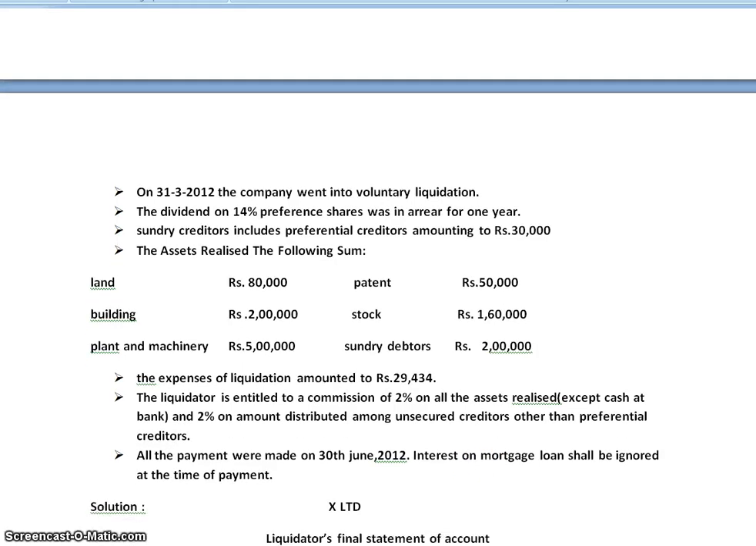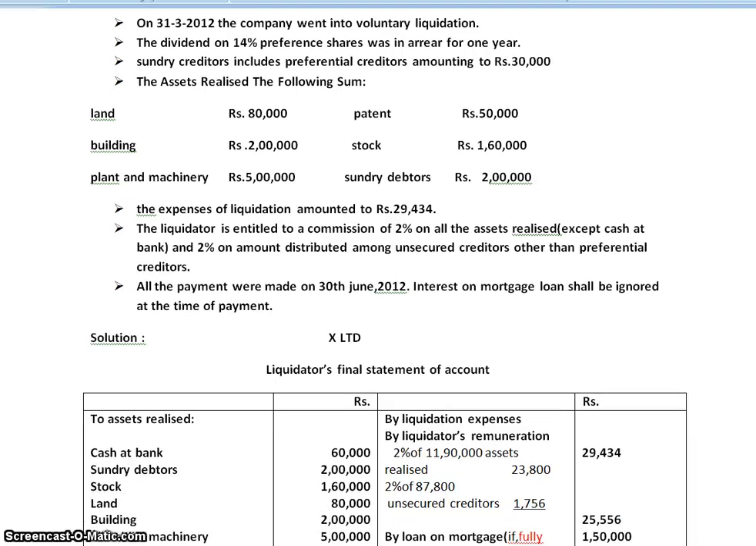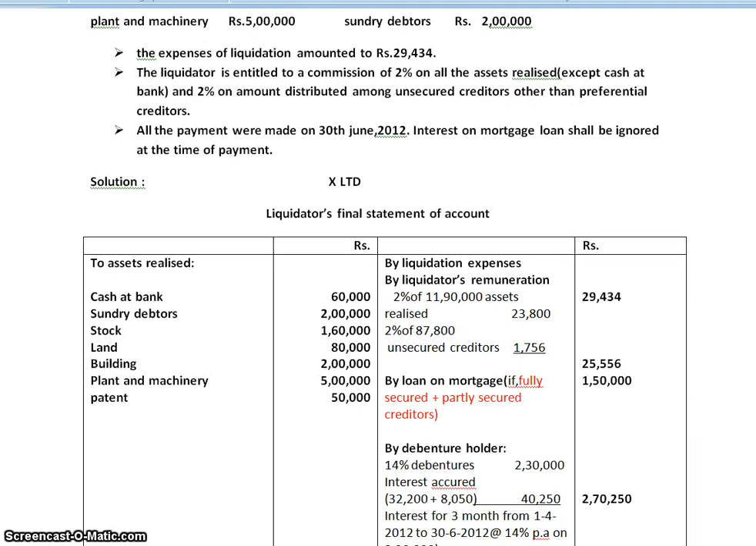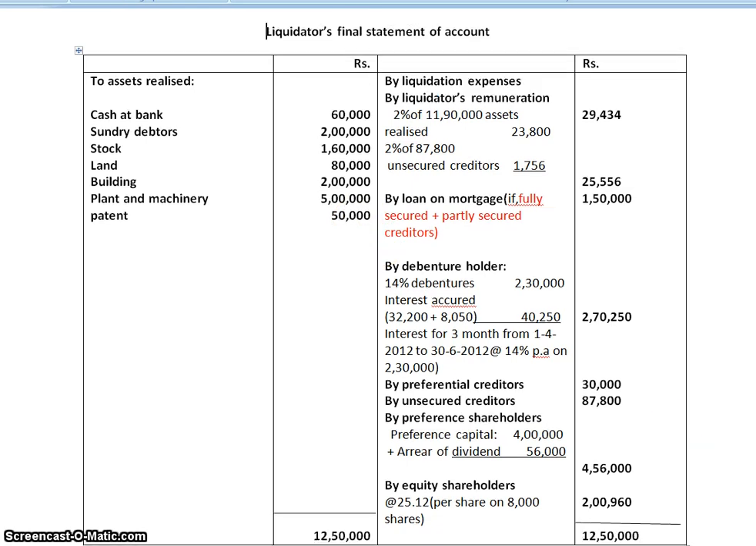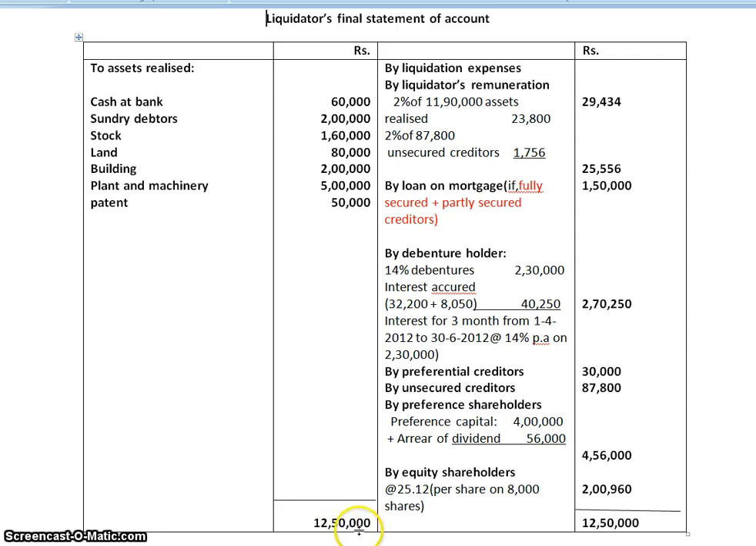But they won't get any interest on that. So now let us solve the numerical. On the debit side we will write down the assets realized. Cash at bank was 60,000, then 2 lakh rupees was recovered from debtors, stock was sold for 1 lakh 60, land was sold for 80, building 2 lakh, plant and machinery 5 lakh, patent 50,000. So in total 12 lakh 50,000 was recovered.